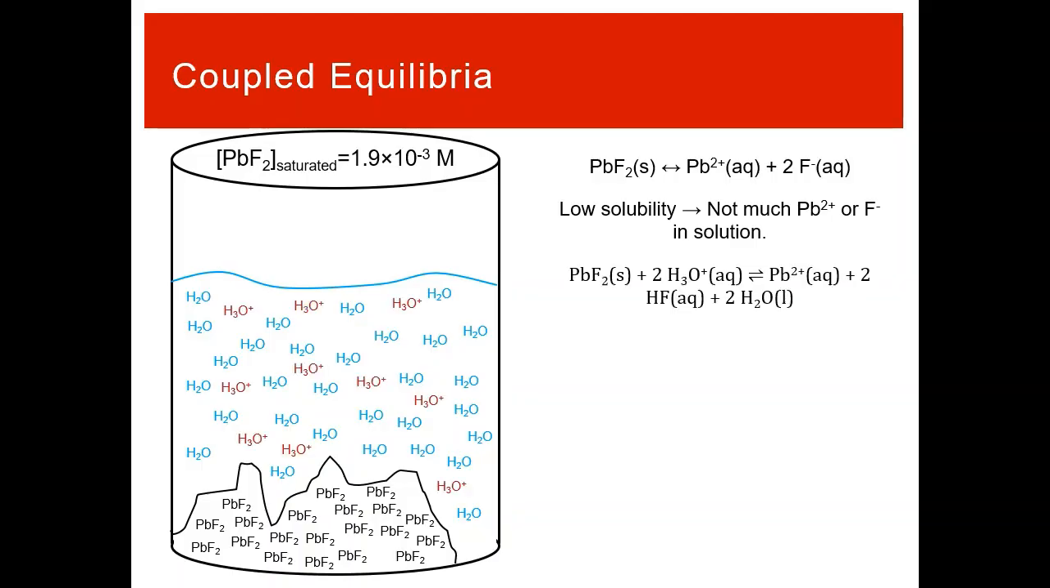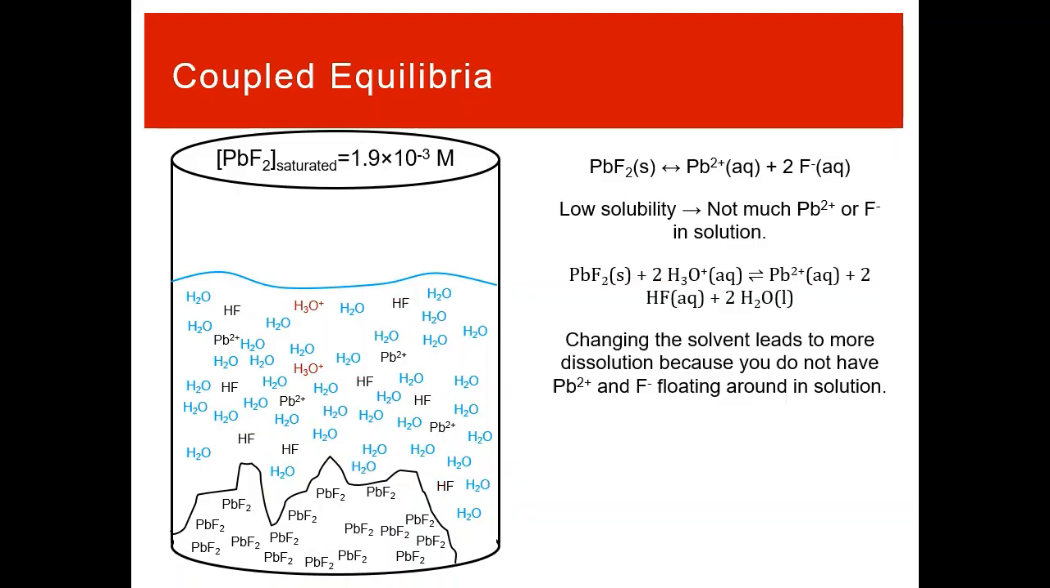But we can change our solution by making it acidic. And now there's a new reaction that is possible. The PbF2 dissolves in the presence of the hydroniums, right? It's an entirely new reaction that we've got here. And this now has a much higher equilibrium constant. So now the PbF2 dissolves and we also get the products of HF. That's important. We now have a solution where there's HF floating around out there, as well as the Pb2+.